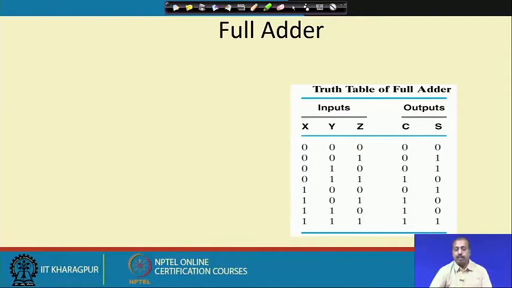The other one is the full adder. In the case of the full adder, we have the inputs x, y and z, and when 0 0 0 are added, sum is 0 and carry is 0. When 0 0 1, sum is 1 and carry is 0. For 0 1 1, sum is 0 and carry is 1. And when it is 1 1 1, both sum and carry are 1. In this way we have the truth table of the full adder.